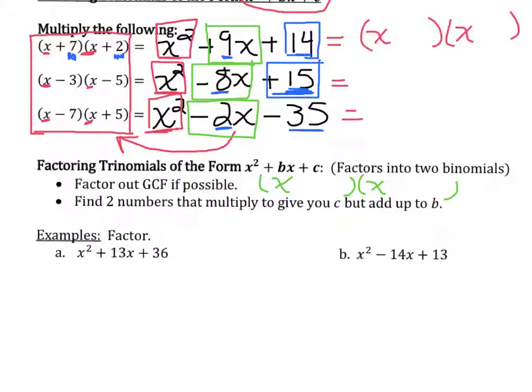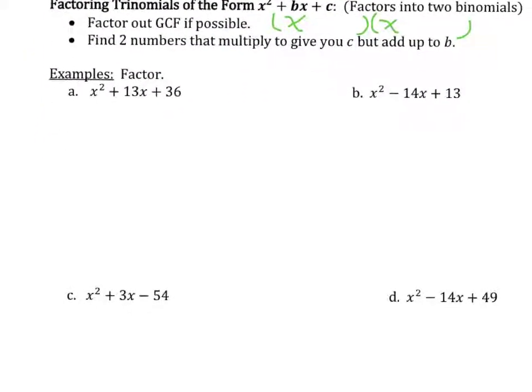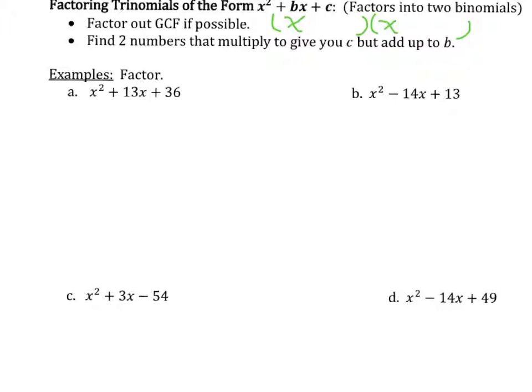Let's look at multiple examples of this. All right, in part A, I have x squared plus 13x plus 36. Again, the first thing I'm going to do is see if there's a GCF. In this example, there isn't. And since there's no GCF, I immediately know that if I'm going to factor this, it's going to factor into two binomials. Since this starts with an x squared, I'm going to put my x's here. And then I want to find two numbers that multiply to give me 36, but add up to 13.